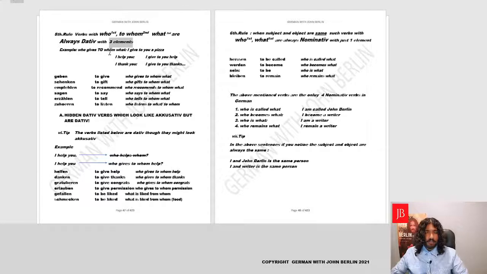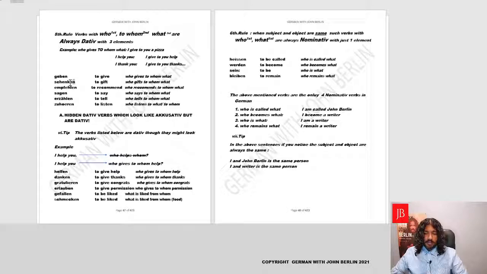Earlier the verbs we saw, they could be accusative and dative, but this is a verb which is always dative, because if I take out any element, if I say I give to you and I don't say pizza, it wouldn't make sense. If I say I give pizza, it still wouldn't make sense until and unless I tell to whom. So these are the verbs which require three cases: nominative, accusative, as well as dative. That is why they are known as dative verbs, yes.